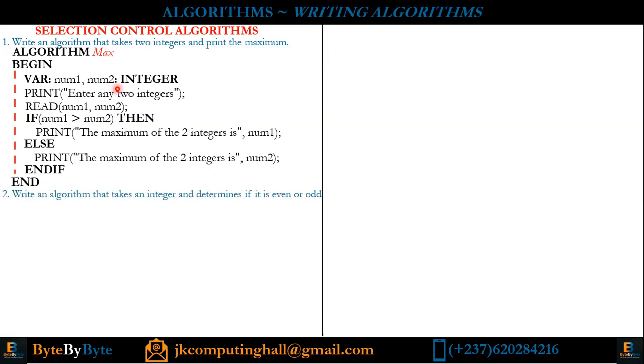Next question. Write an algorithm that takes an integer and determines if it is even or odd. A very important algorithm also. Now, let us understand what is an even number, what is an odd number. If you cannot answer this question, then it is going to be impossible for you to write the algorithm. Many students will say the definition we have had since primary, that an even number is a number that does not leave a remainder when divided by 2.